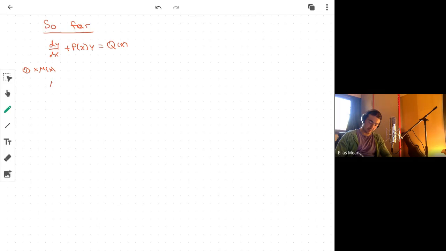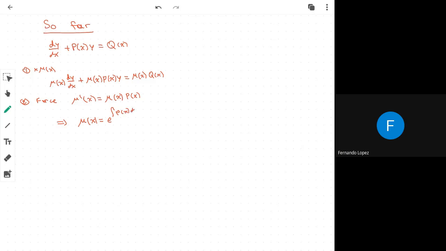So that gave us mu of x dy/dx plus mu of x p of x y equals q of x mu of x. And we said force the constraint that mu prime equals mu of x p of x, right? Which leads us to finding that mu of x must equal e to the power of the integral of p of x.